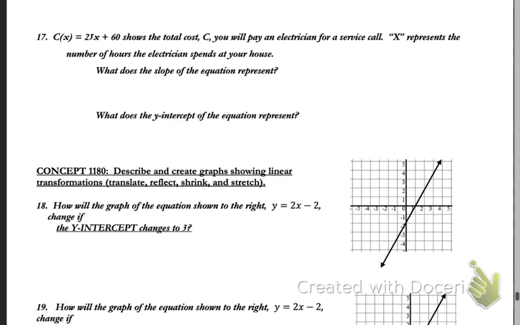Question 17, we have C of x equals 25x plus 60, and that shows the total cost you will pay an electrician for the service call. The x represents the number of hours the electrician spends at your house. What does the slope of the equation represent? Well, the slope in this problem is 25, and that's going to be the cost per hour you're going to pay the electrician to come.